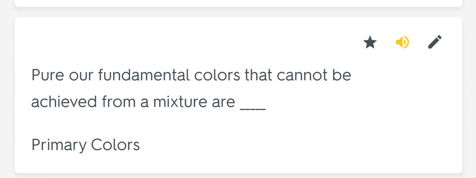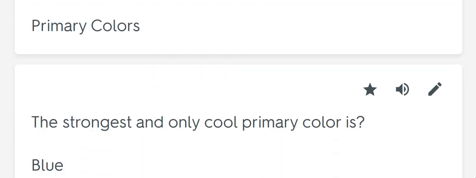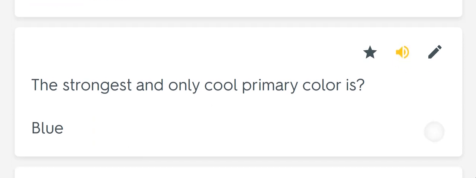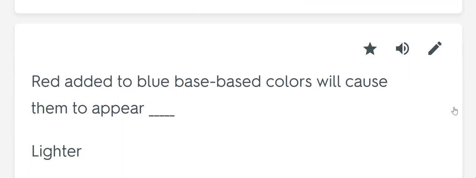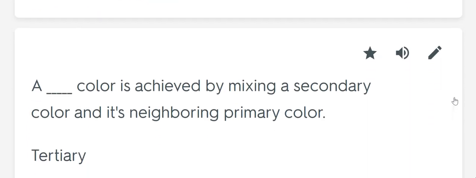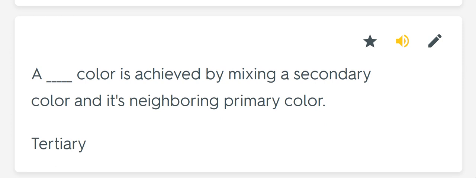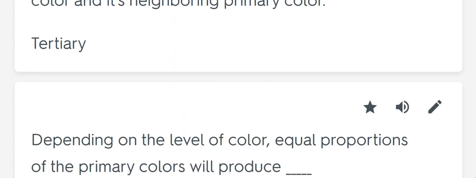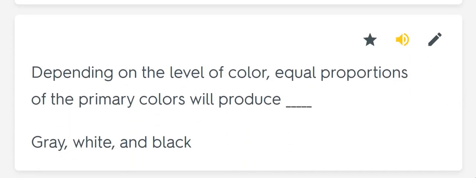Pure or fundamental colors that cannot be achieved from a mixture are primary colors. The strongest and only cool primary color is blue. Red added to blue base colors will cause them to appear lighter. A tertiary color is achieved by mixing a secondary color and its neighboring primary color. Depending on the level of color, equal proportions of the primary colors will produce gray, white, and black.